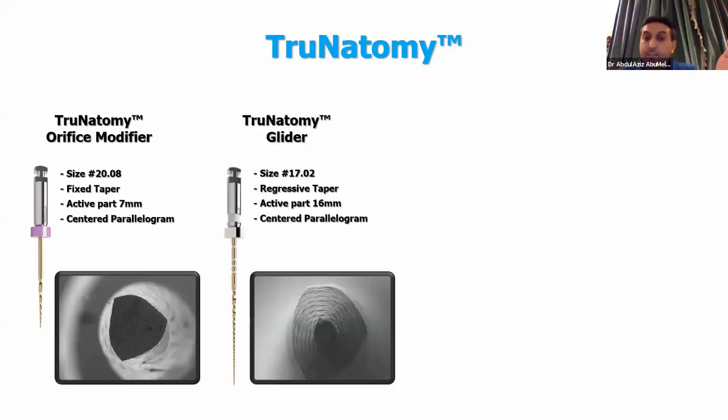The glider is 1702 taper, but it's a regressive taper. That means the first 3 to 4 millimeters are 02, then after that it goes to 04, and you'll see how the progression looks. The active part is 16 to 18 millimeters. It has a centered parallelogram, so it's also fixed to the canal.